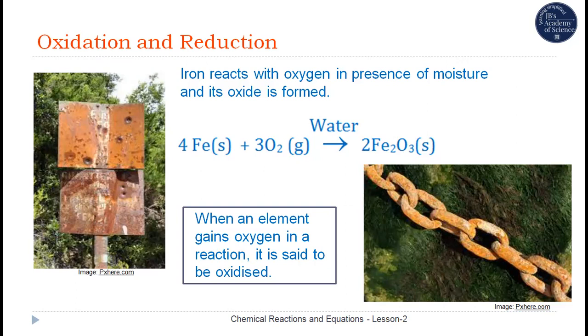So here iron combines with oxygen in presence of water. Water is acting here as a catalyst and iron oxide will be formed. Now, when an element gains oxygen in a reaction, we say that it is oxidized. Here, iron gains oxygen. Therefore, we say iron is oxidized.